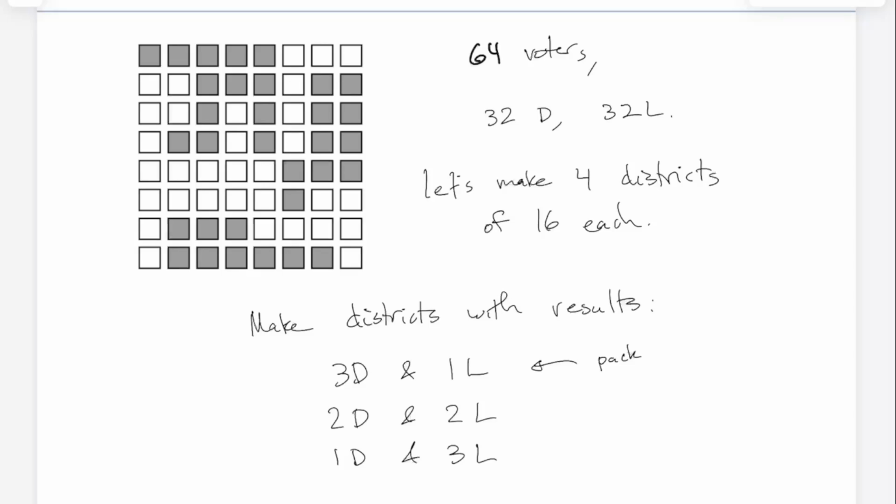I will give you a little hint for this one. I would say something like pack 1 L and then let D win the rest. That's my pro tip for that one. See if you can pack together a whole lot of L's into one of them, and then that more or less automatically means the D's will win the other 3. All right, I'll give you a few moments, see what you think. I'll walk around and see how you're feeling. You are dividing this into 4 districts of 16 each.